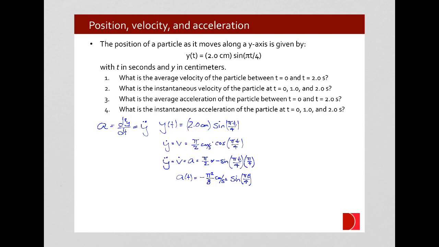So we found the acceleration as a function of time by taking multiple derivatives of the position function as a function of time. So now if we want the acceleration at 0, when we plug in 0 for t, we get sine of 0, which is 0.